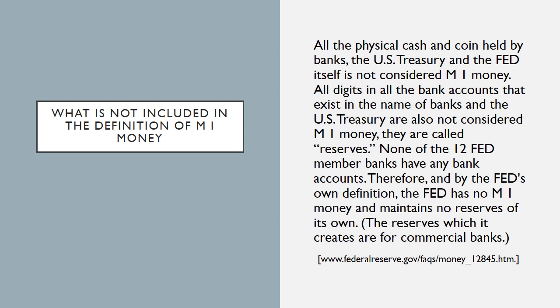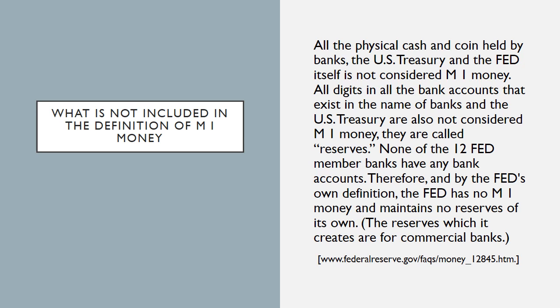What is not included in the definition of M1 money? All the physical cash and coin held by banks, the U.S. Treasury, and the Fed itself is not considered M1 money. All the digits in all the bank accounts that exist in the name of banks and the U.S. Treasury are not considered M1 money.